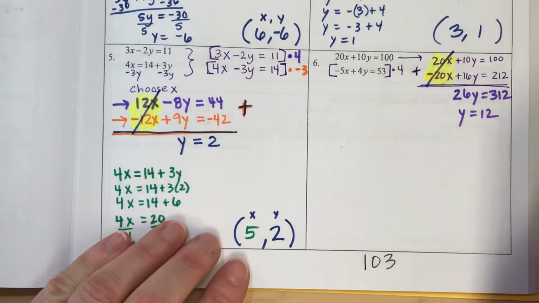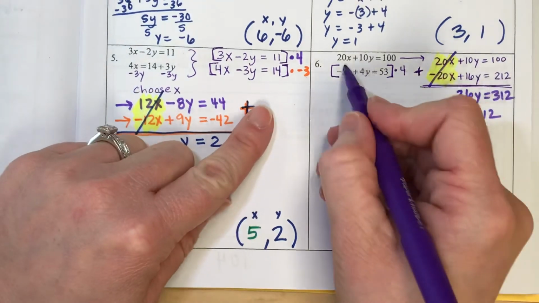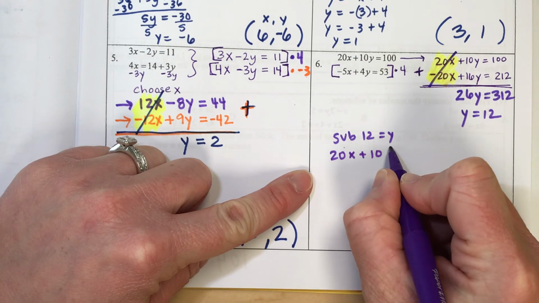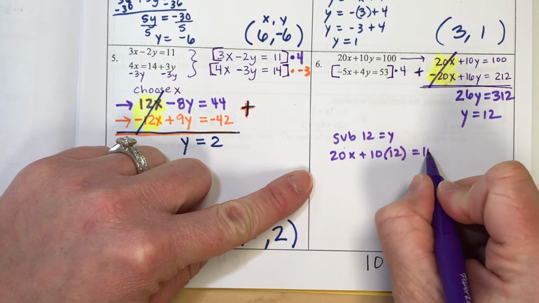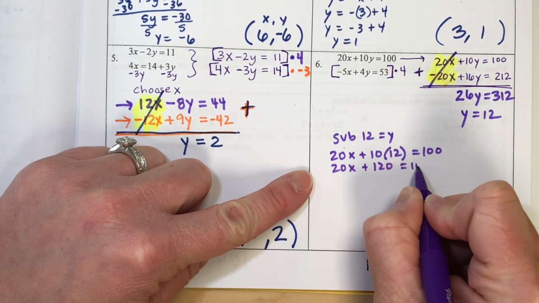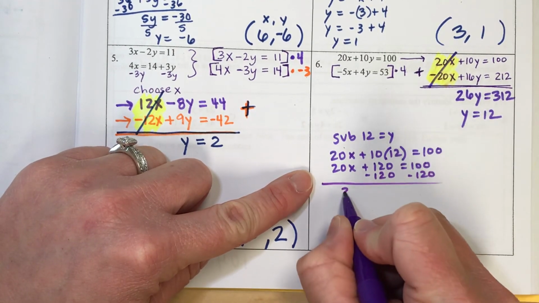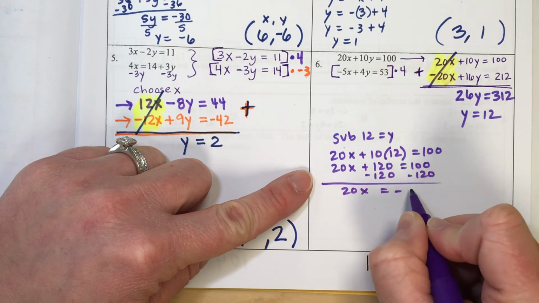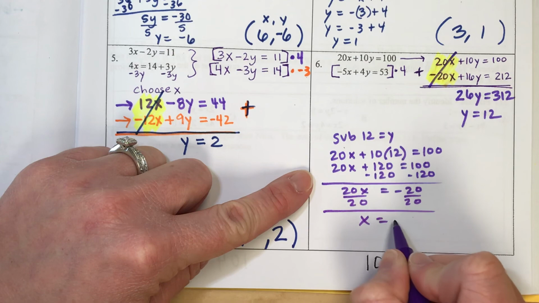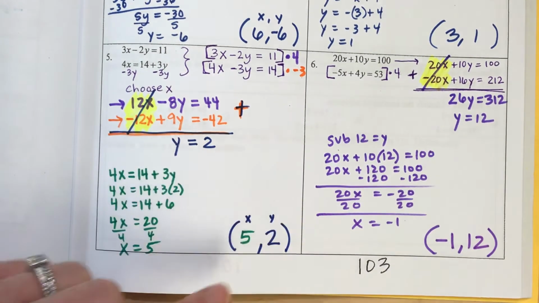So now what I'm going to do is sub 12 in for y. Pick either equation, it doesn't matter. I kind of think the top one looks good. So 20x plus 10 times 12 for the y will equal 100, or 20x plus 10 times 12 is 120. That equals 100. Subtract my 120. I get 20x is then equal to, all right here, negative 20. Divide by 20. My solution for my x is negative 1. So here's our point. X value of negative 1, y value of 12. How'd you do?